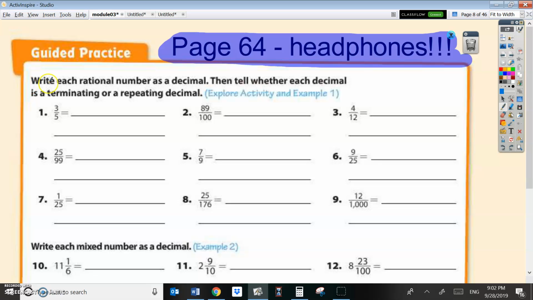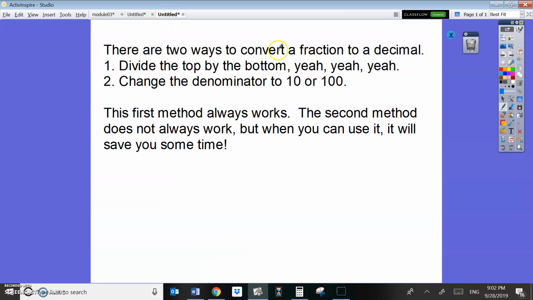Alright, so write each rational number as a decimal, then tell whether each decimal is a terminating or repeating decimal. So here is something interesting to look at. There are two ways to convert a fraction to a decimal. Number 1, divide the top by the bottom. And number 2, change the denominator to 10 or 100. So the first method always works. The second method does not always work, but when you can use it, it will save you some time.